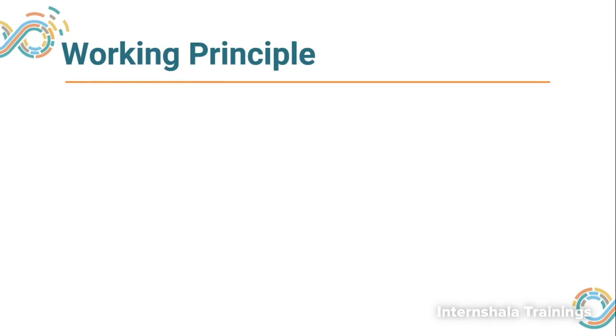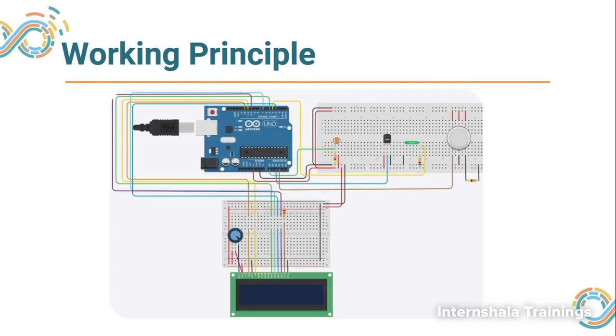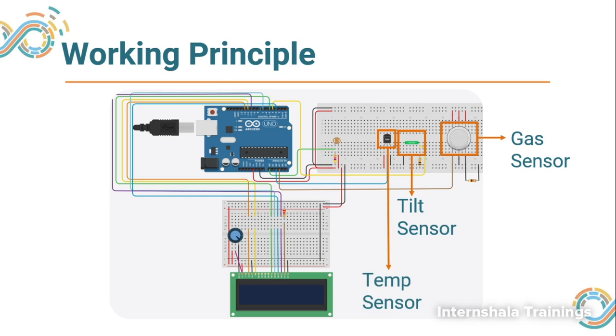So let us look at the complete project now. Here we have the gas sensor, which we already know, and for different gases we have different gas sensors. The output of this is going to one of the analog pins. Next I have a tilt sensor. It is a digital sensor, so the output is going to pin number 4. Next we have the temperature sensor. We have studied the LM35 temperature sensor, and the output is going to an analog pin which is A2.